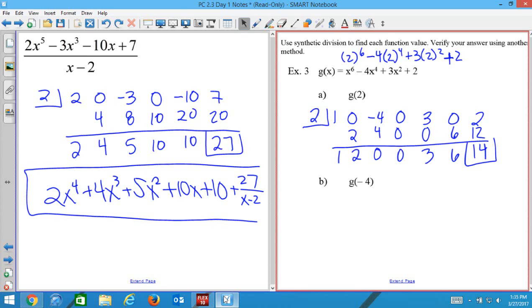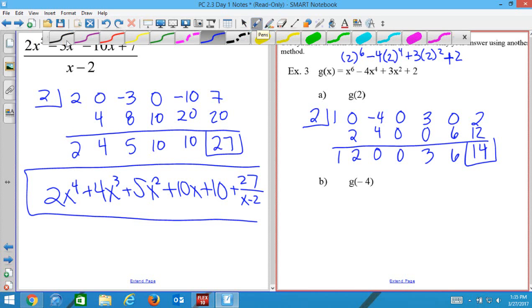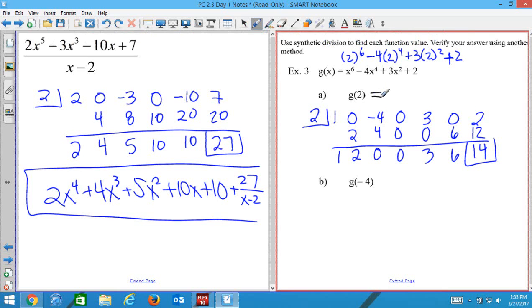So, this is the answer. G of 2 is 14. Do the other numbers mean anything? Not for the directions it's asking. You would just need the remainder. So we're doing -4.